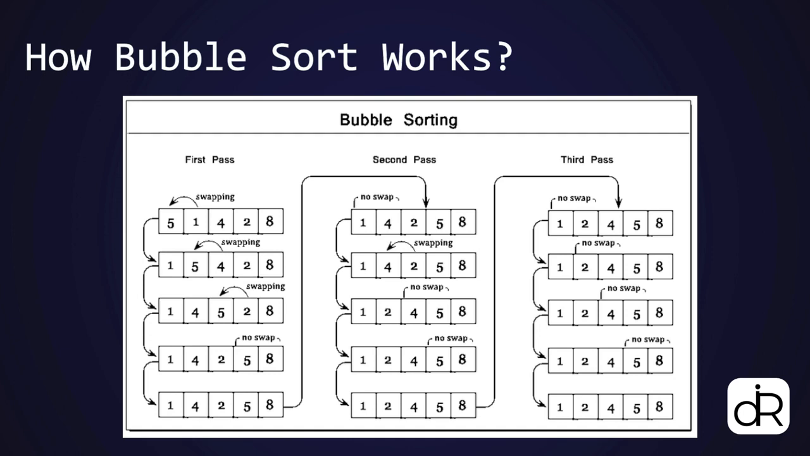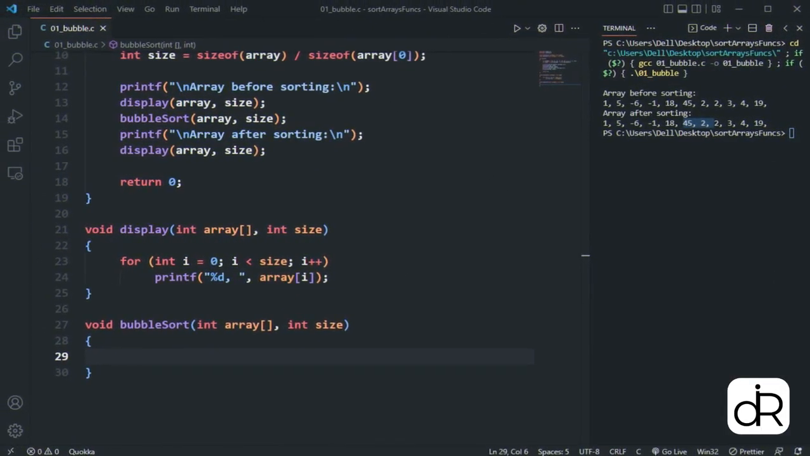In the third pass, again, we compare 4 with the 5, which is in its position. 5 with the 8 is also in its position, so nothing is changed in the third pass, and we've sorted the array. So this is how the bubble sort works. I hope you understand and get the idea.